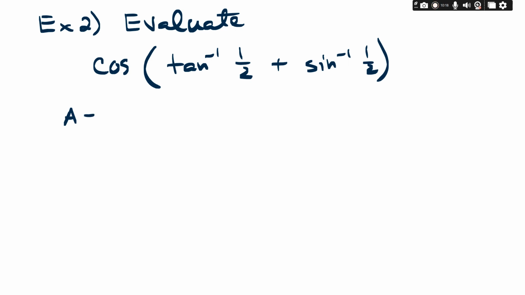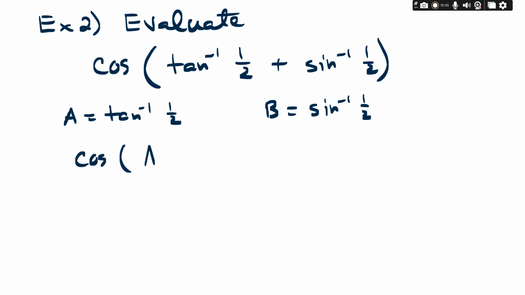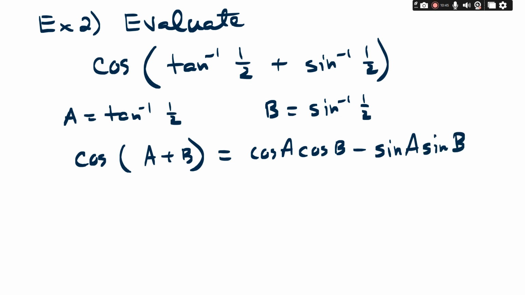All right, let me slowly start my way into solving the problem. If you want to still keep on going with yours, that's fine, but I'm going to say angle A is tangent inverse of 1/2. Angle B is sine inverse of 1/2. And if that's the case, then I have cosine of A plus B, and the formula for that is cosine of A cosine of B minus sine A sine B.